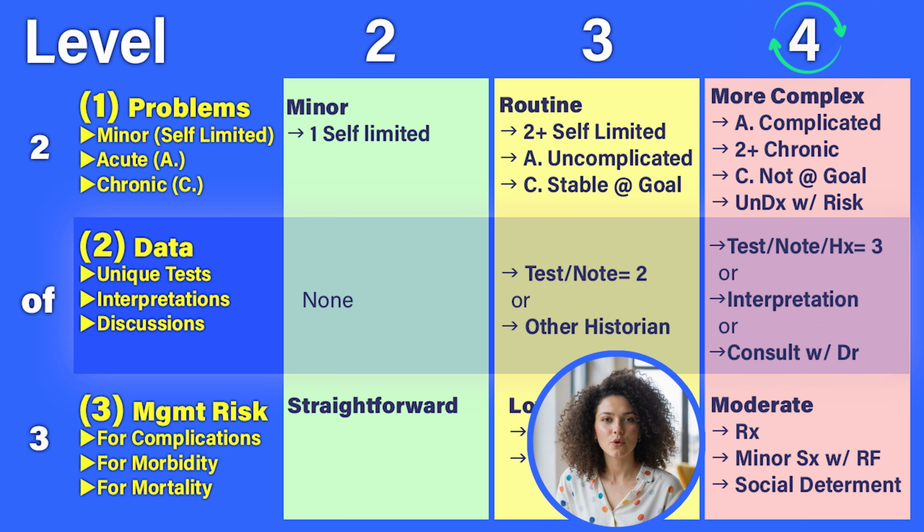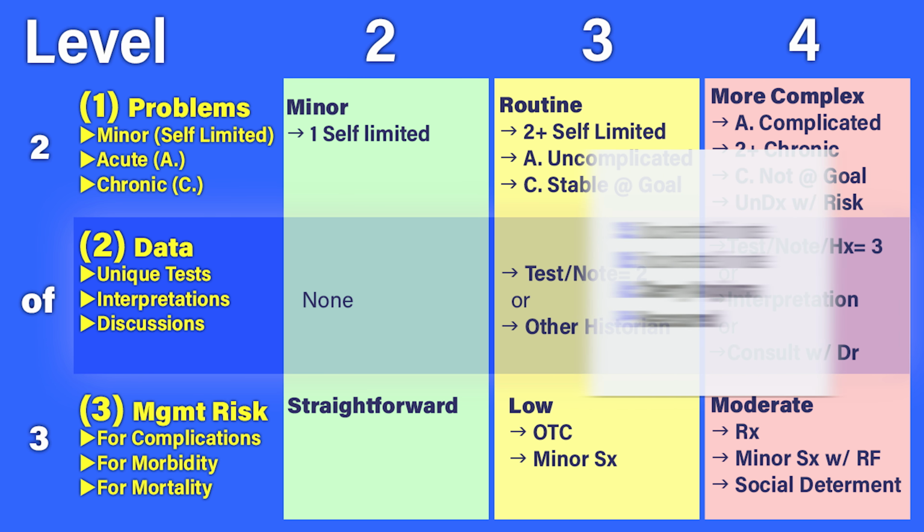Management risk for a Level 4 is moderate. Examples include prescription drug management, minor surgery with additional risk factors, or social determinants of health that can prevent the patient from receiving recommended care, such as language barriers, transportation insecurity, or other difficulty. Let's walk through some examples.